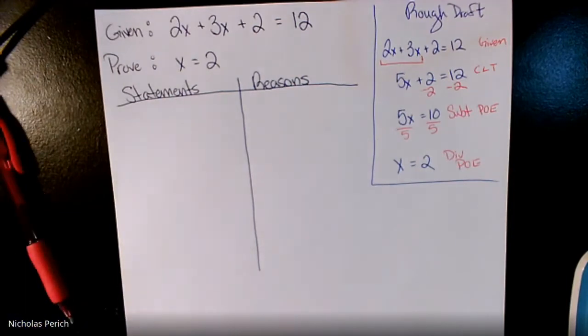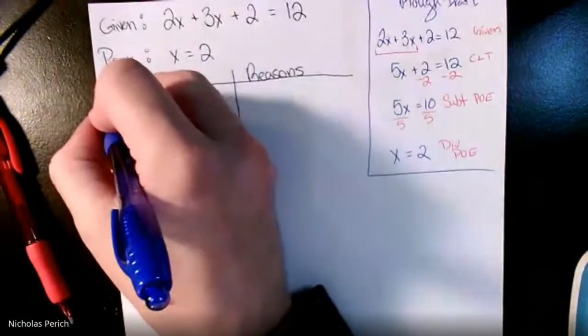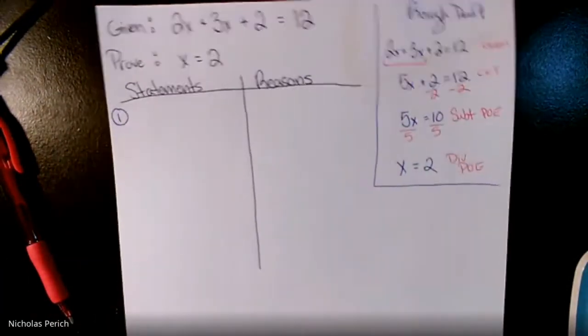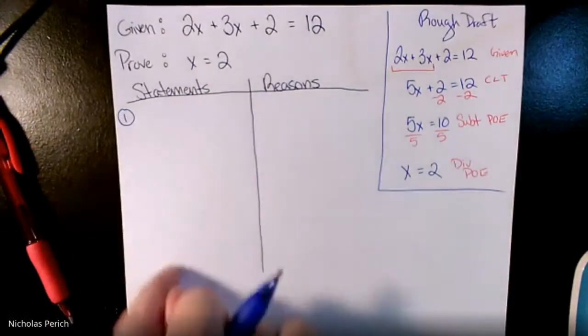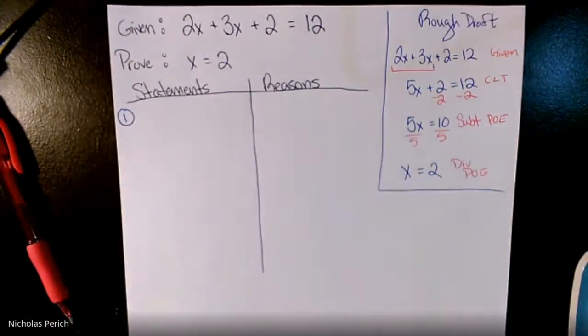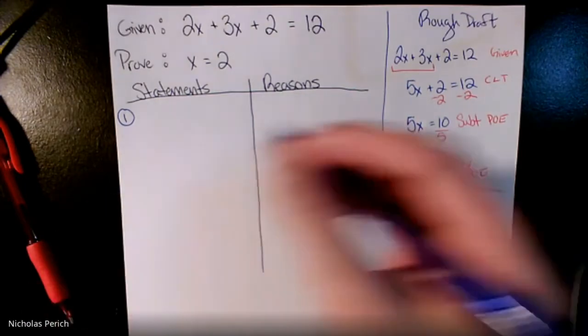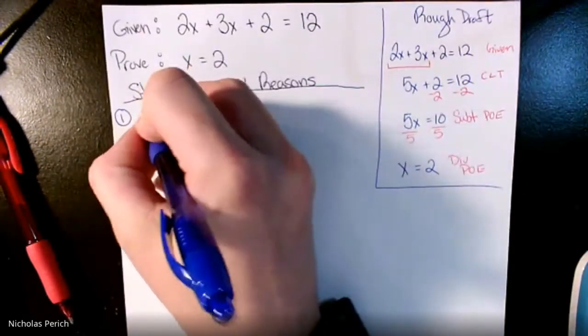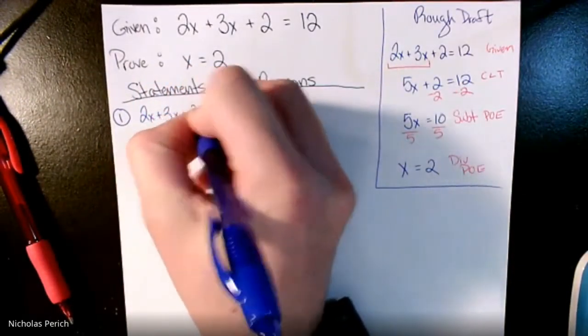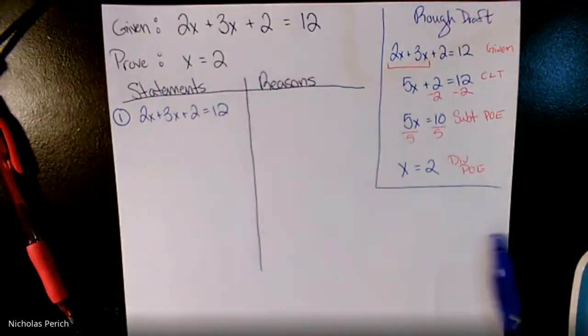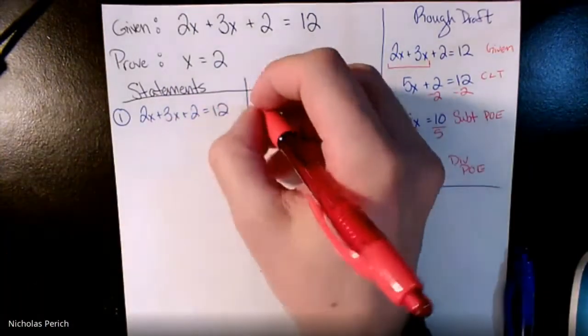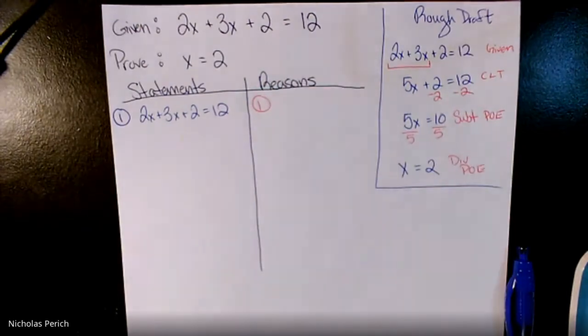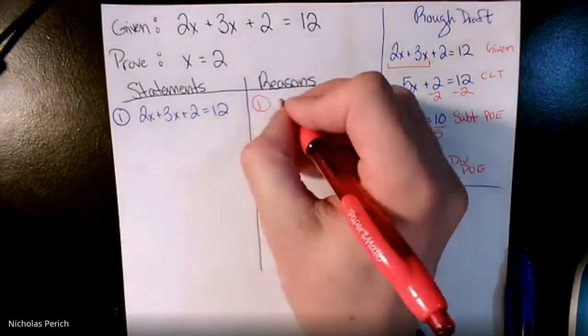Everything that I did in blue are going to be my statements, and everything I did in red are going to be my reasons. So statement number 1, and your book likes to use A, B, C, D, E, whatever. I like to use numbers. It doesn't really matter at all. Don't freak out. My statement is going to be 2x plus 3x plus 2 equals 12, just like in the paragraph proof. You have to start out with your given.